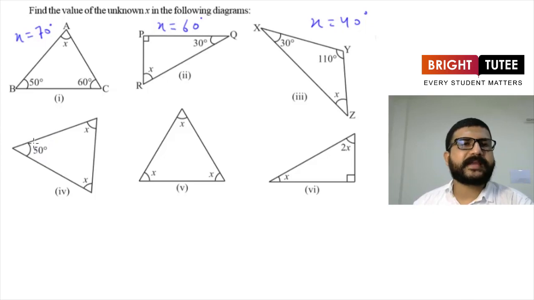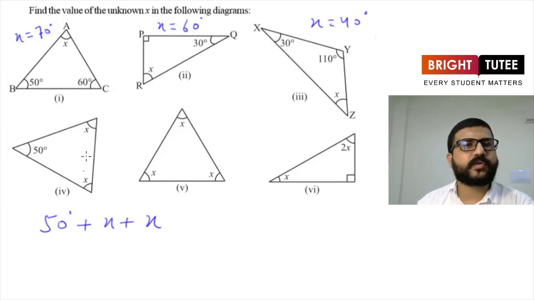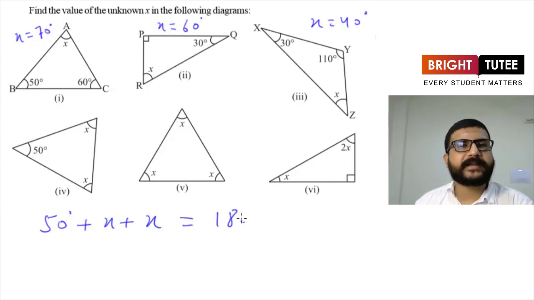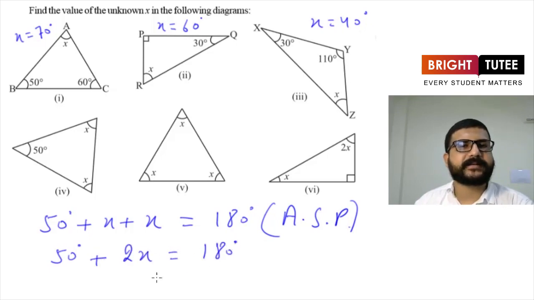Now here one of the angles is given and two angles are unknown. Now how to do this question? Let's use the angle sum property again. So this will give us 50 plus x plus x, because two of the angles are marked as x and x here. So this sum will be equal to 180 degrees. Why? By using angle sum property. Now by simplifying we will get 50 degrees plus 2x is equal to 180 degrees. Now for simplifying what we will do? We will transpose this 50 to the right side of the equation.